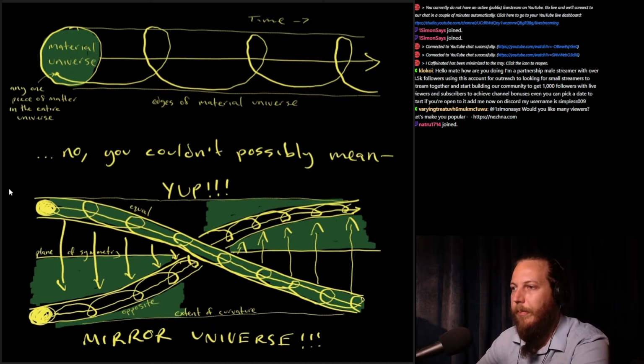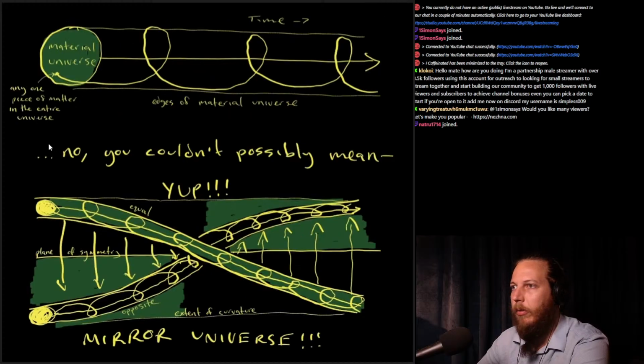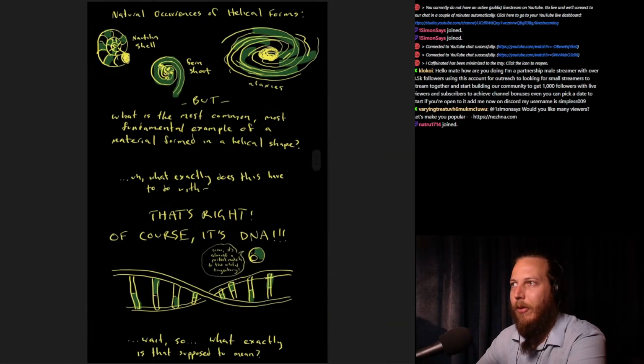Here's a plane of symmetry, the extent of the curvature, and this is the cross section of it. I should have put it both on the same slide. But yeah, that's the mirror universe. And that's what we're talking about today. And I only got 12 minutes into the stream, and I've pretty much summed the whole thing up.